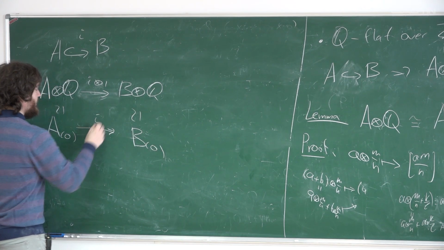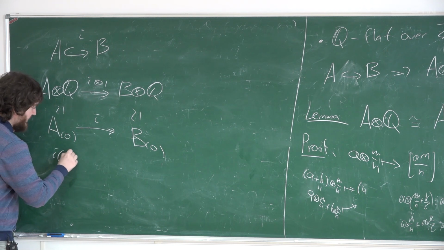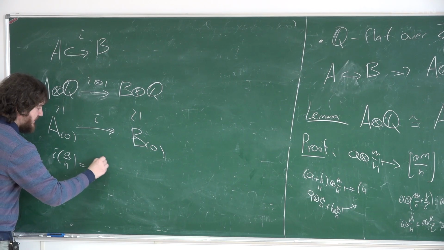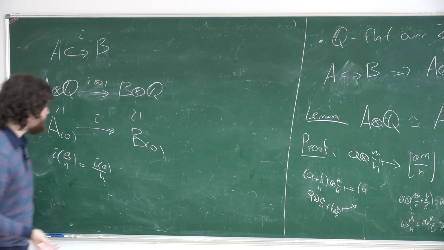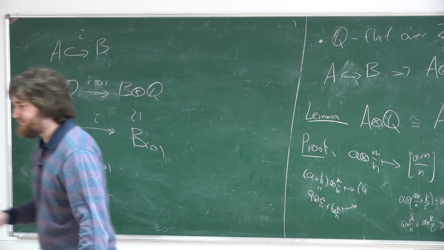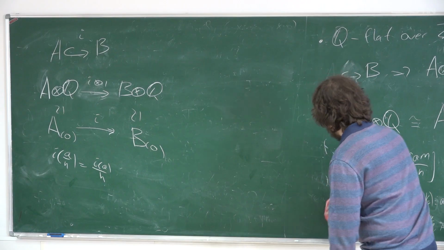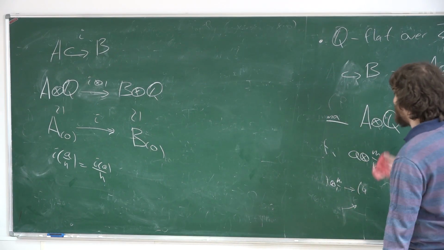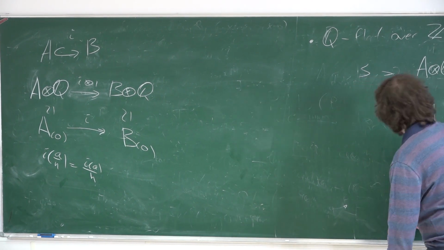How does this map act? It just sends an to ian. So we need to check that this map is an inclusion. By definition of my relation, this is an exercise to check that it's all correct, and I will ask you on the exam why it's correct, of course. It's very easy.